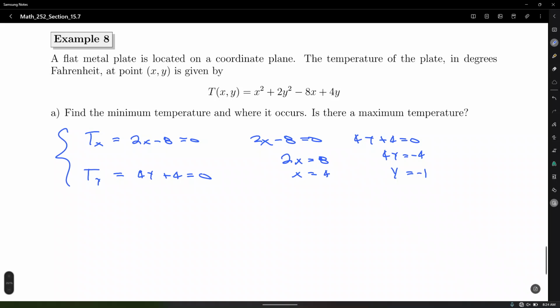That means that's the point where the temperature is the minimum. Where is the coldest, if you will? All right? And where is it? Yes, at this point.